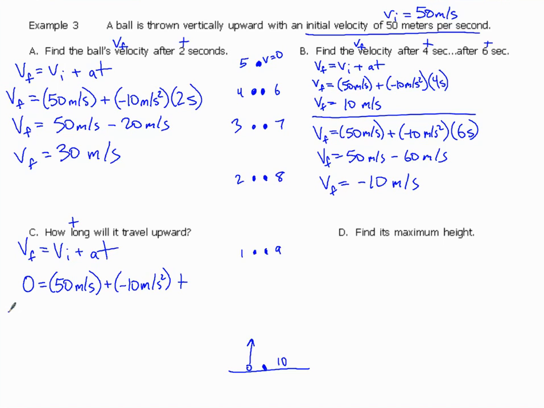So we're going to have to subtract 50 meters per second, then divide both sides by -10 meters per second squared. So we have time of -50 divided by -10. It travels upward for a total of 5 seconds, just like in our diagram.